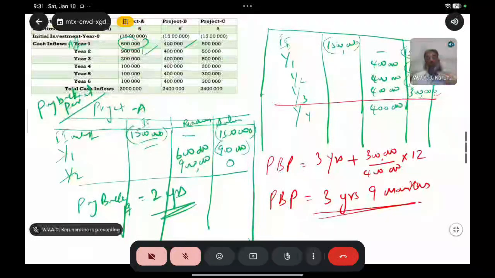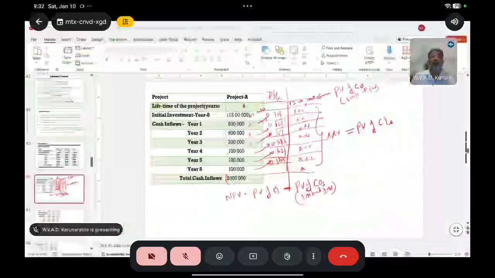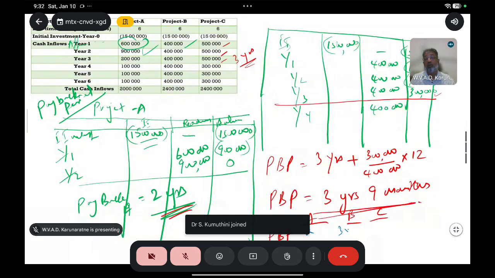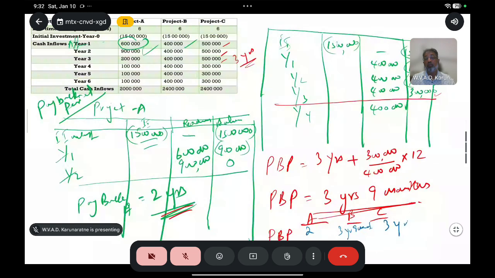The previous one was 2 years. If we go to the third one, again we can do the same thing: 15 lakh we can recover within 3 years, and the payback period is 3 years. Then if we take the payback periods of project A, project B and project C, what would be the answer? This is 2 years. This is 3 years and 9 months. This is 3 years.